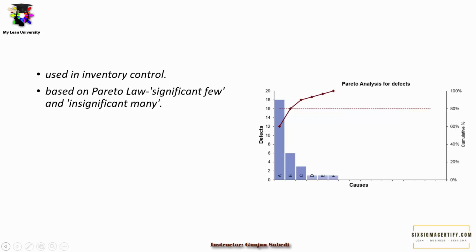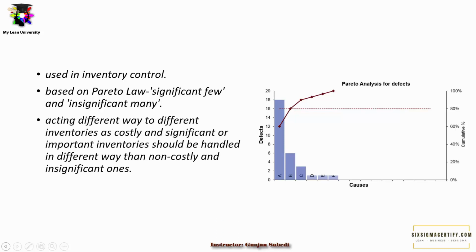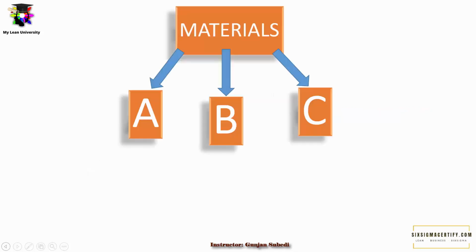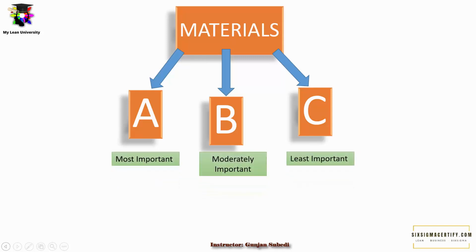So the main focus of ABC analysis is acting in different ways to different inventories, as costly and significant or important inventories should be handled in a different way than non-costly and insignificant ones. That is the main information that we can obtain from the ABC analysis. So in ABC analysis, materials are divided into A group material, B group material, and C group material. The A group materials are most important, B group materials are moderately important, and the C group materials are least important.